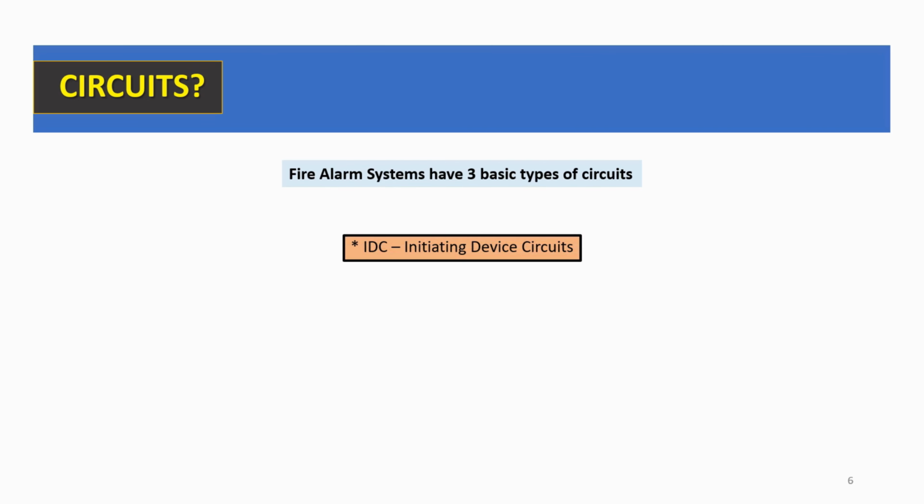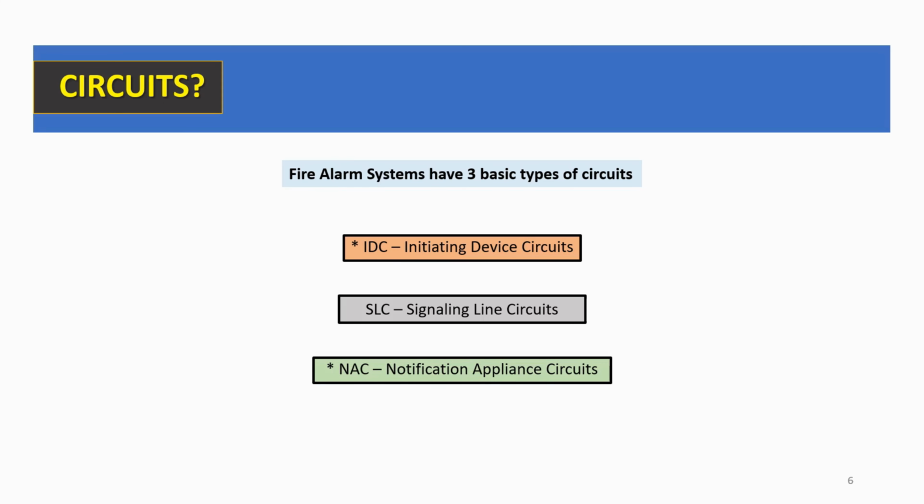Let us go through the types of circuits used in the fire alarm system. There are three basic types of circuits. Number one, initiating device circuits or IDC. We have signaling line circuits. As I already told you, this terminology of SLC will be used for addressable systems and IDC terminology will be used in conventional systems. And the third circuit is notification appliance circuits. These circuits will be connected to the horn strobes or speakers.